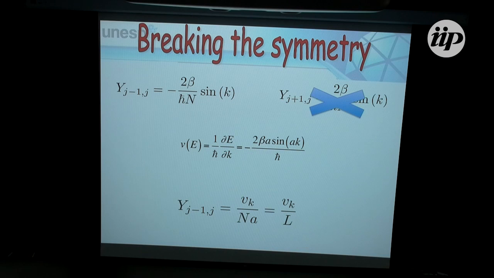So I choose the direction of the incoming electrons, so I have only a contribution to the current from the left. I can calculate the velocity operator of these electrons, which is essentially the derivative of the energy with respect to the crystal momentum. So what I can see is that this current is basically the velocity divided by L, which is the size of my system.